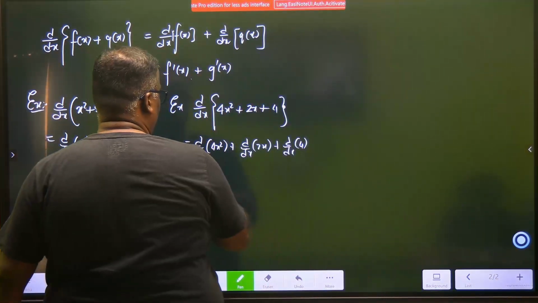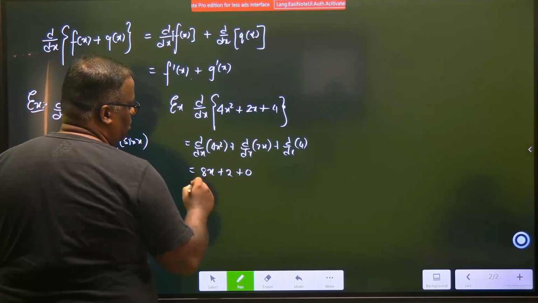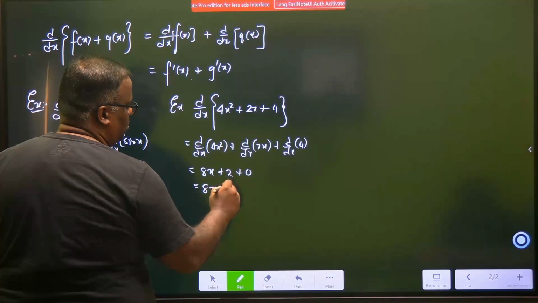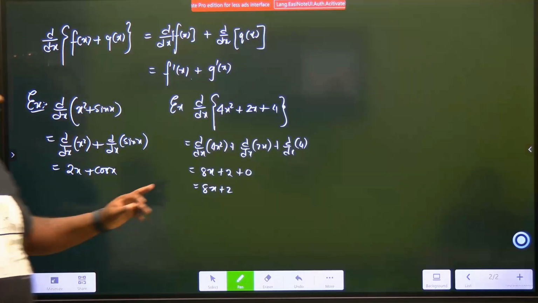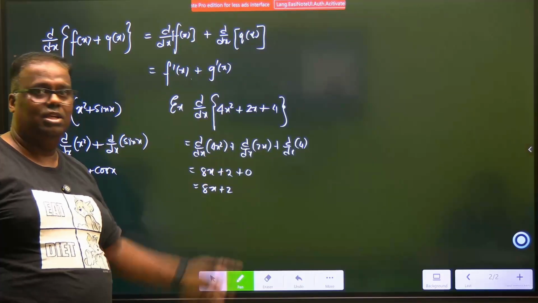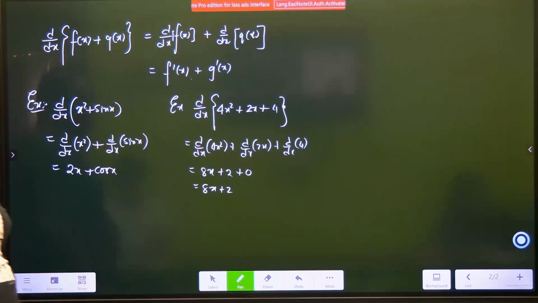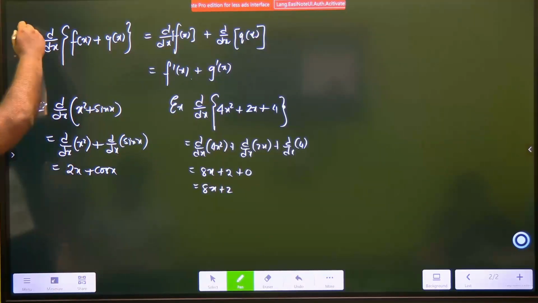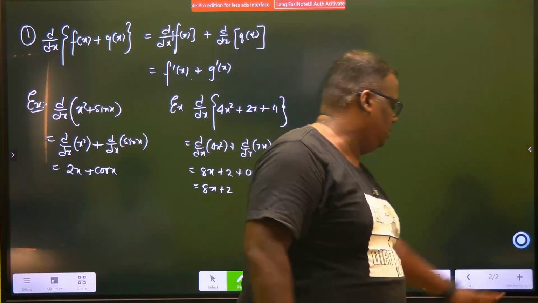So how do you solve it? This will become 8x plus 2 plus 0. So answer is 8x plus 2. Are you seeing? If you think that I am doing it fast, it will come to you also. It's just 2 into 4, 8x. This into this minus this. Clear? This is one rule. This is rule number 1. Now let's see two more rules and then we'll pick up some problems.